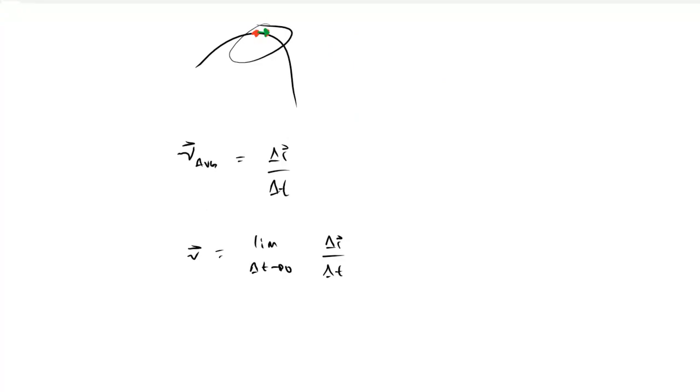It's the same as how we define average velocity, but we just put the 2 points really, really close together if I'm looking for the velocity at a particular instant.